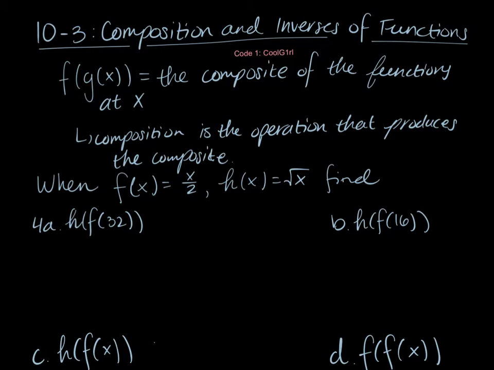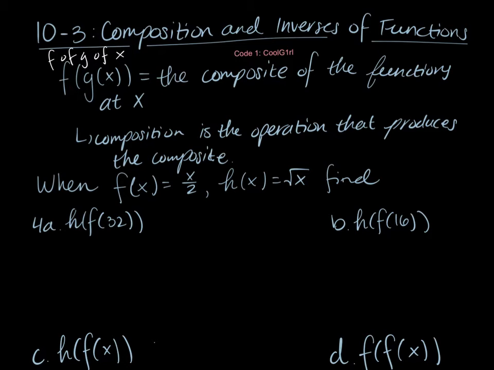So to start off, let's look at compositions. Compositions are when we take two functions and evaluate them at a value of x and get a composite. So the composite is f of g of x, read "f of g." We're composing f with g to get a different value for x. Composition is the operation that produces that. The notation here has to do with composition, and the value itself is the composite. And that's pretty much all there is to it.